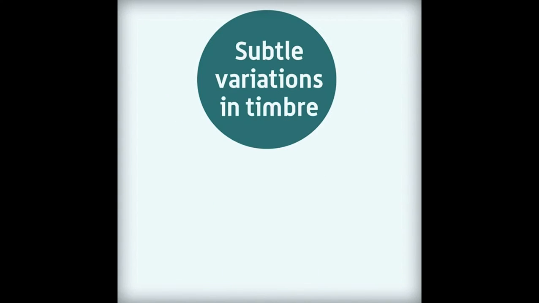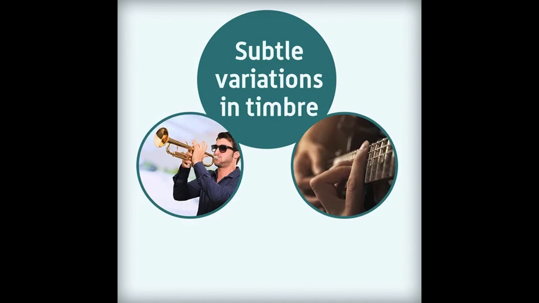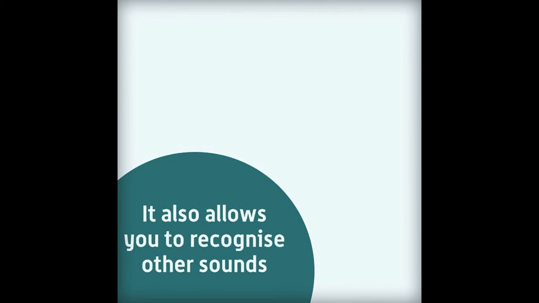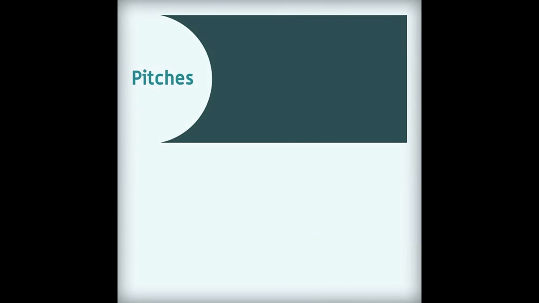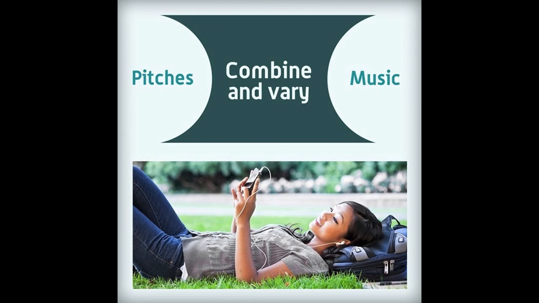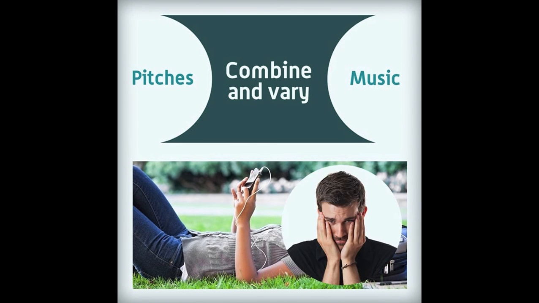The subtle variation in timbres allows you to differentiate a trumpet from a guitar, even if they produce the same note at the same time. It also allows you to recognise other sounds from cars to voices. More importantly, the way that pitches combine and vary to make music can make your day in the sun pleasurable, if they combine to make a form of music you like, or misery if they don't.